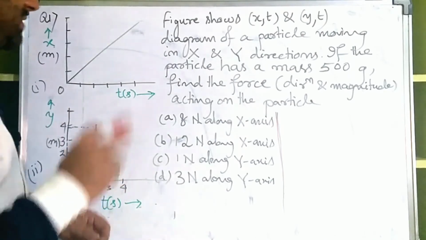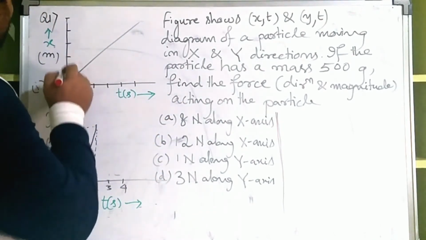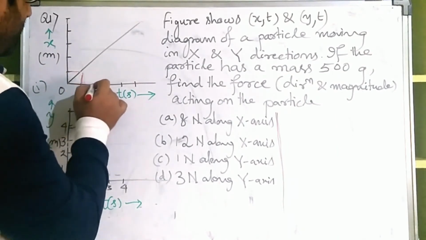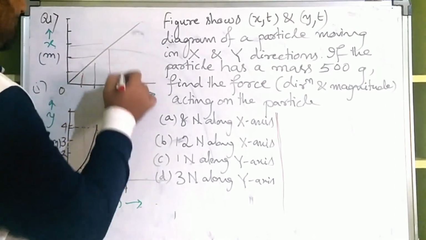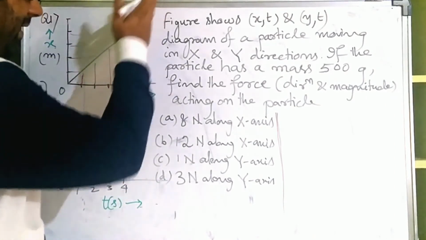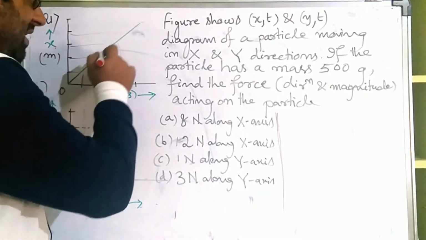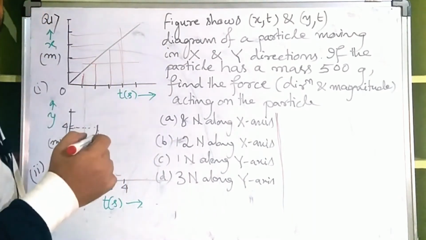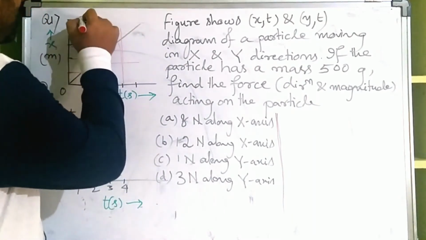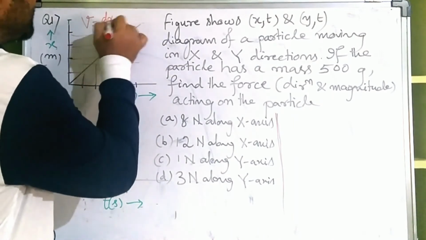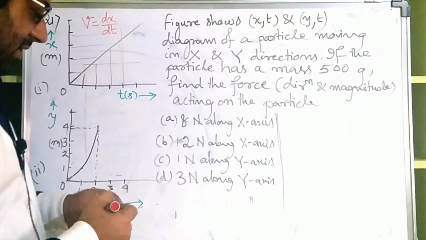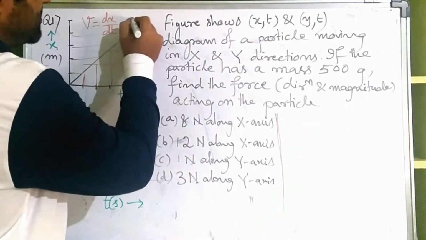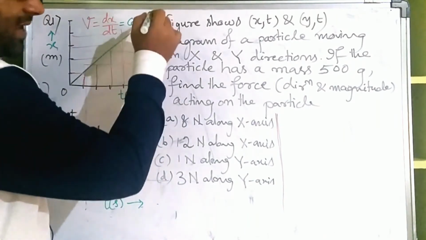Now see, with simple analysis we can find out that along x-axis, it is a straight line, right? It's linearly varying with time. That means x is changing with a particular rate, and if we find the rate of change of displacement, isn't that velocity? So velocity is equal to dx by dt, that is the slope, which is a constant, since this is a straight line.